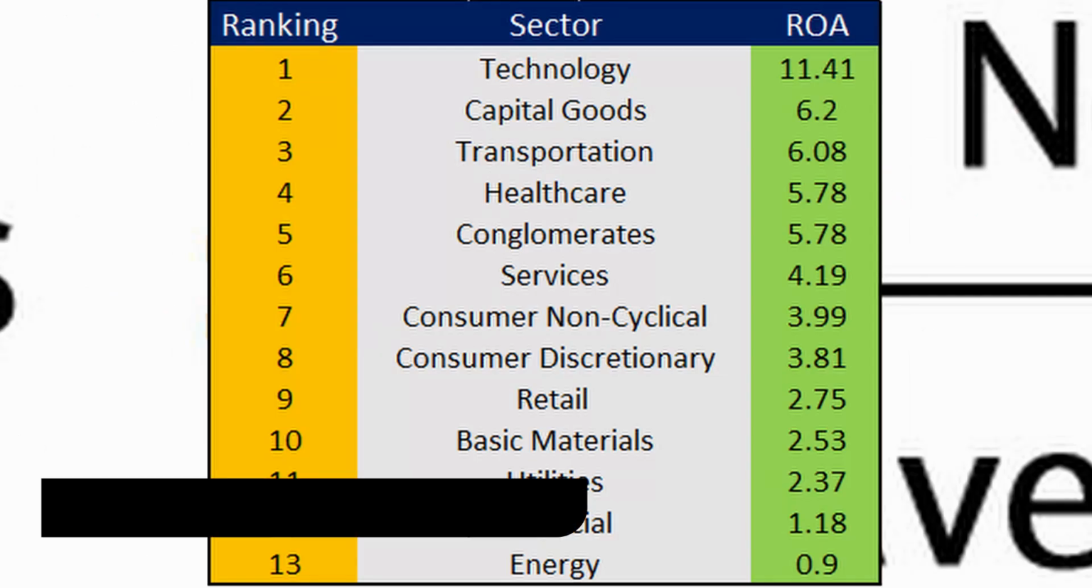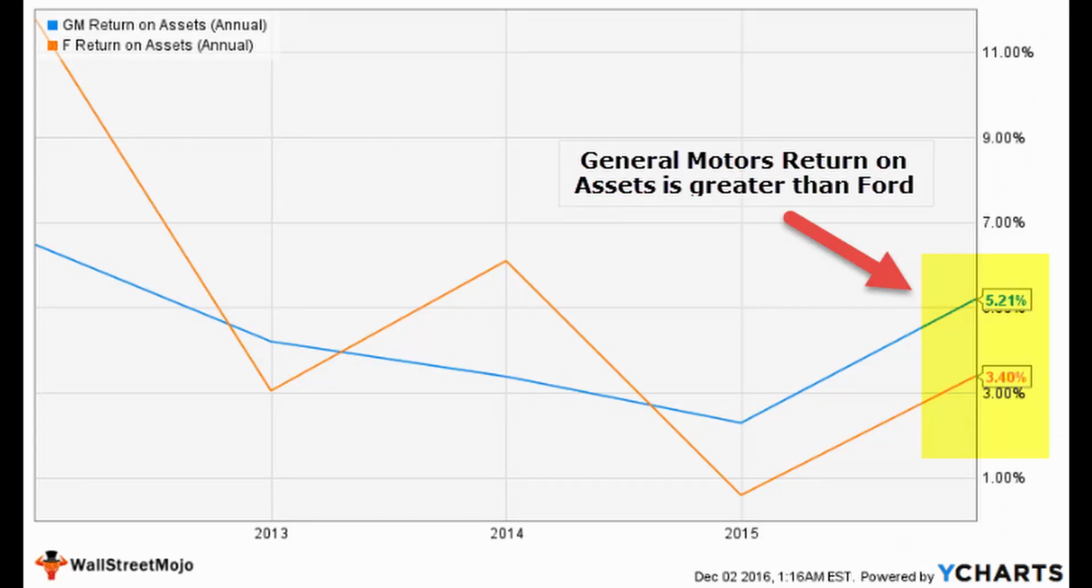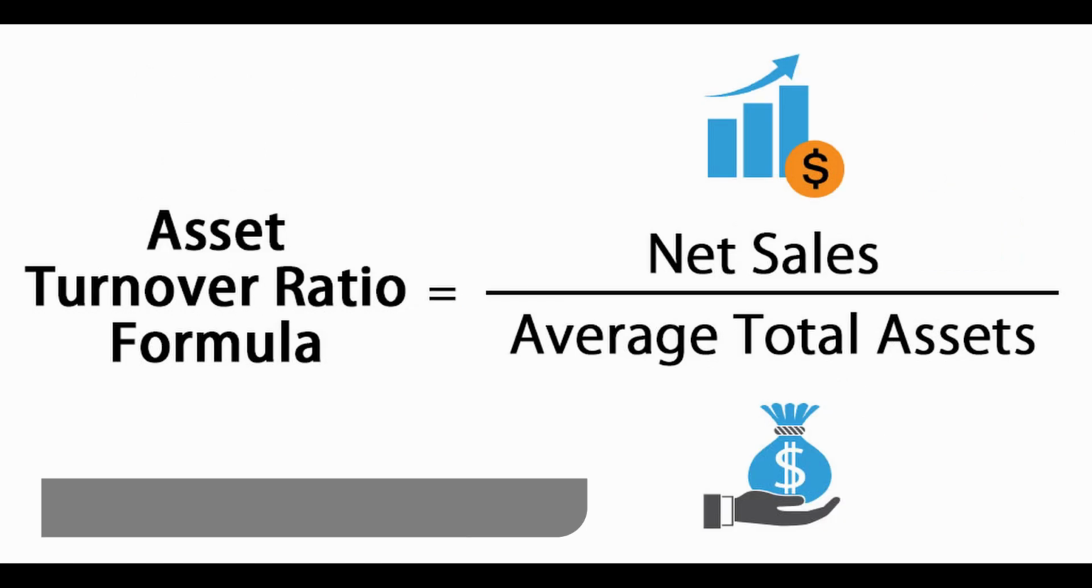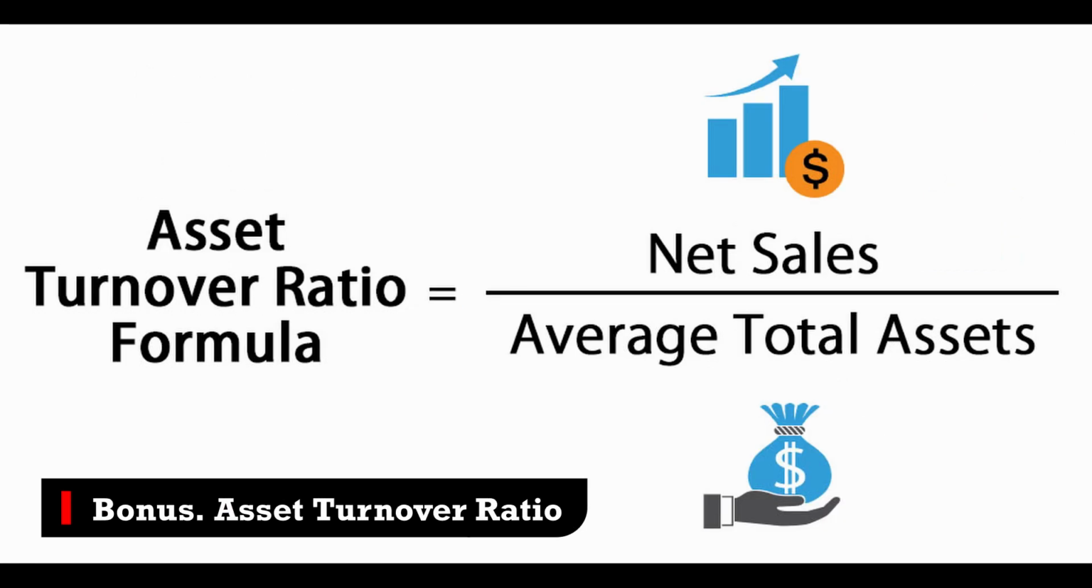Return on assets is a measure of the profitability of the company. Return on assets shows how efficiently a company can convert its investment in assets into profits. From the formula, you can see that return on assets equals net income divided by average total assets. And as a bonus, I'm going to explain asset turnover ratio.